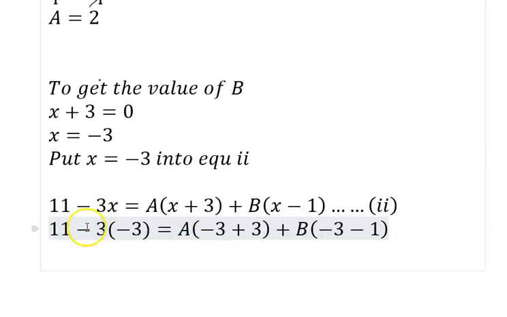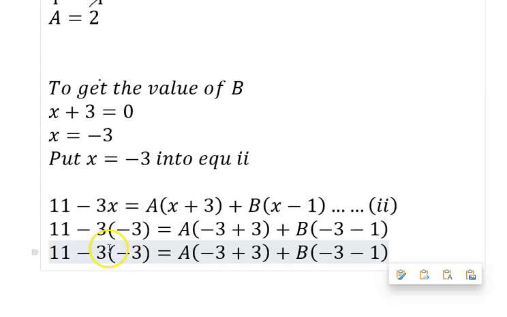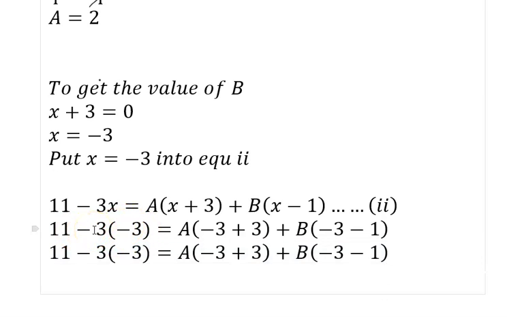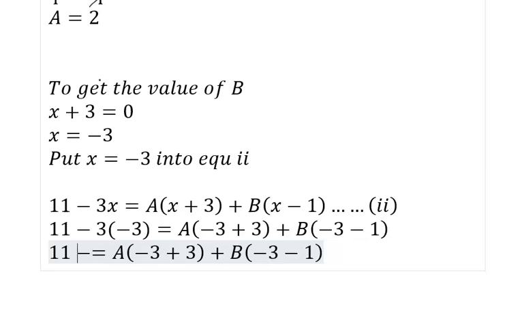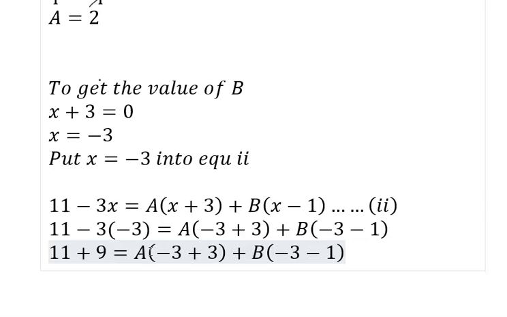Awesome. So with this, now let's open up what we have here. Minus 3 times minus 3. Minus times minus here will give us plus. So 3 times 3 will give us 9. So here we now have plus 9. Now for here, minus 3 plus 3 will give us 0.